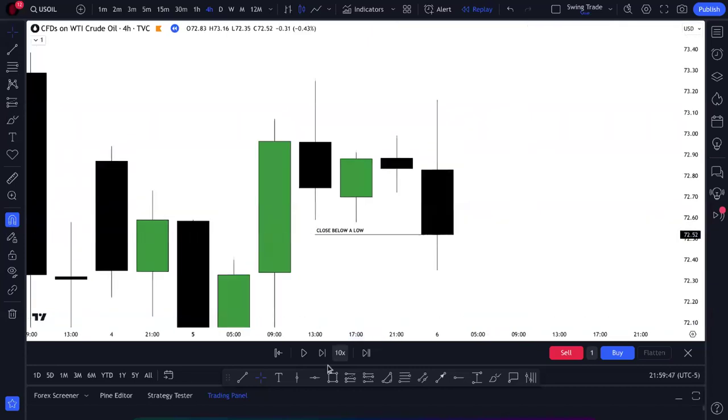Larry Williams would say, buy at the top of this candle's high. Now, if I had to optimize it, I would buy at the open. It's a much closer entry and a much lower entry. So I would be long here.